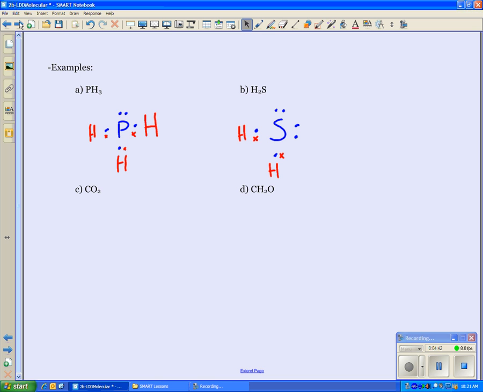Our third example, carbon dioxide. We want to start with the highest bonding capacity atom, and that's carbon. So we draw carbon with 4 valence electrons. Now we want to bond the oxygens. Oxygen has 6 valence electrons.